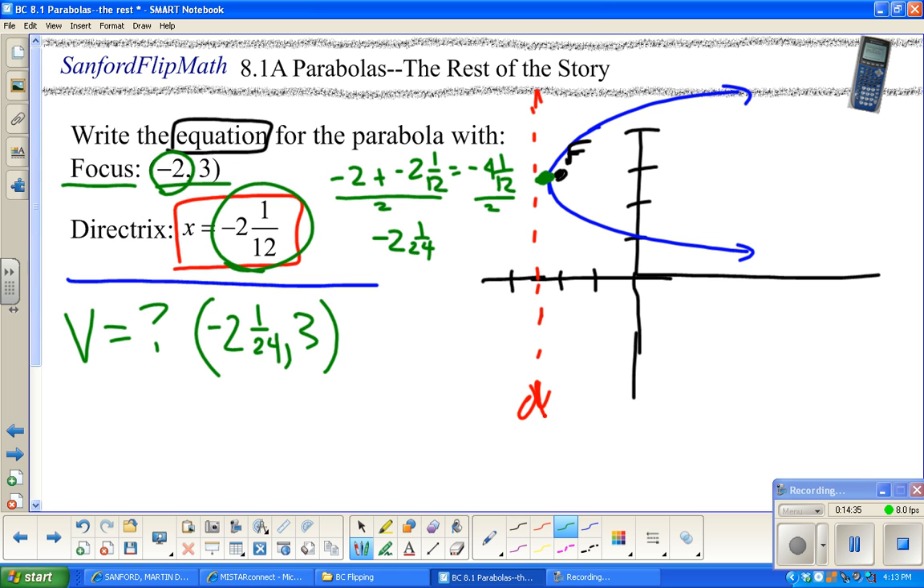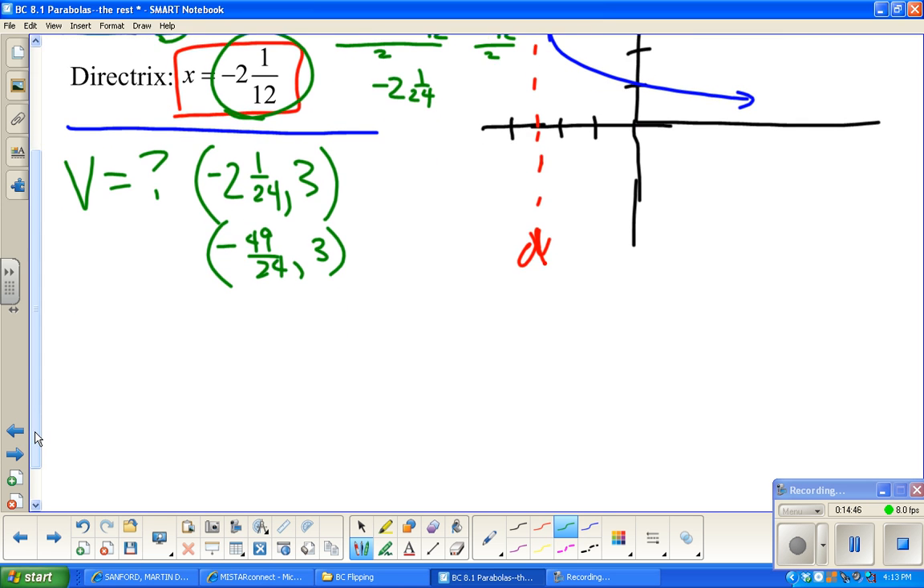Yeah, that's ugly. Now, if you prefer, you can write that as -49/24. It doesn't matter to me. All right, so we're almost done with this already, though. And I know that part wasn't fun.